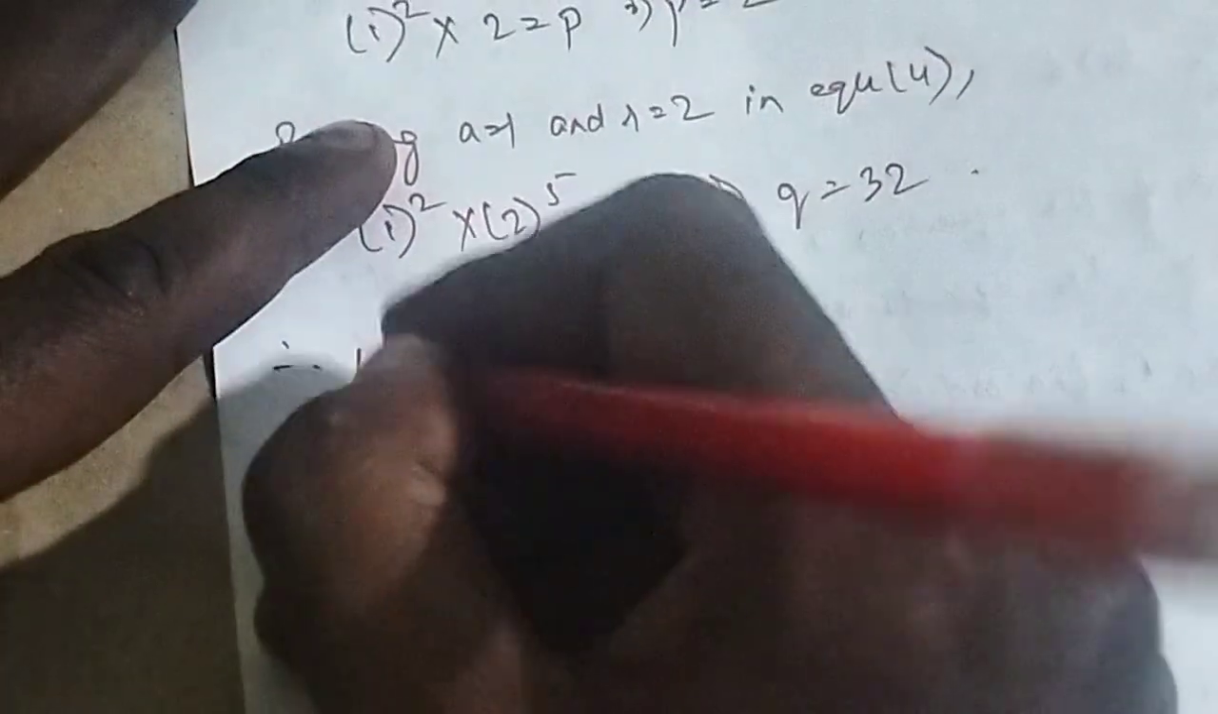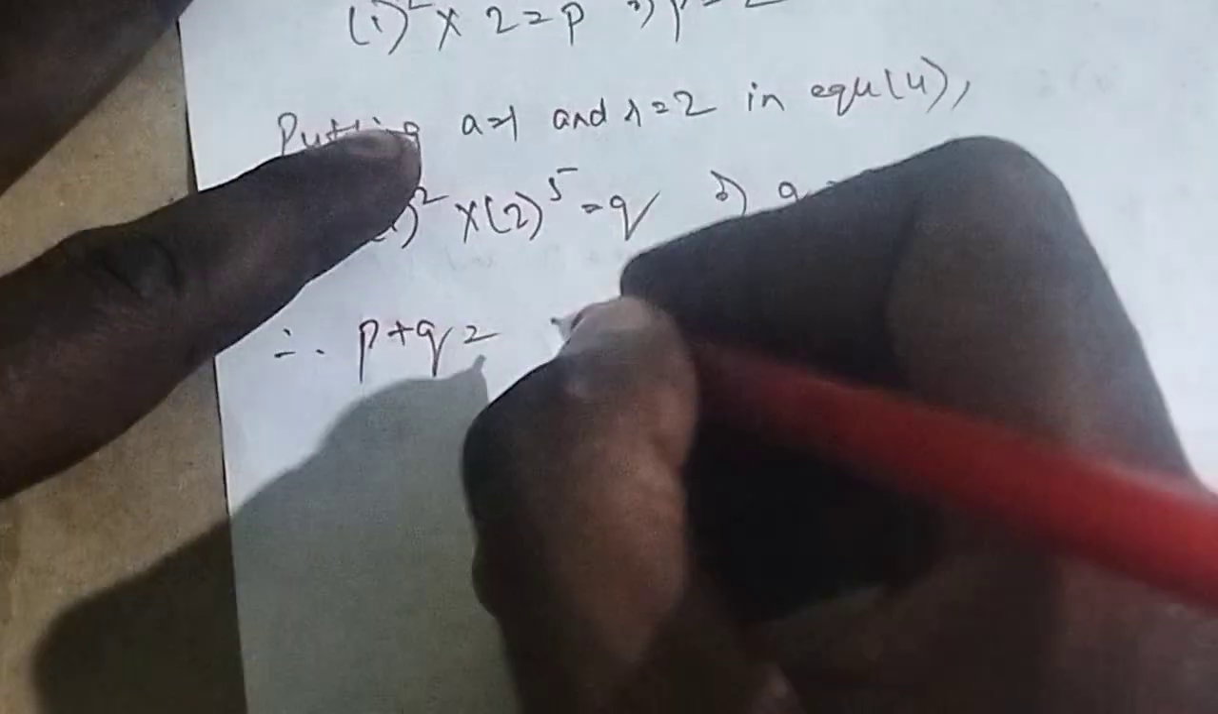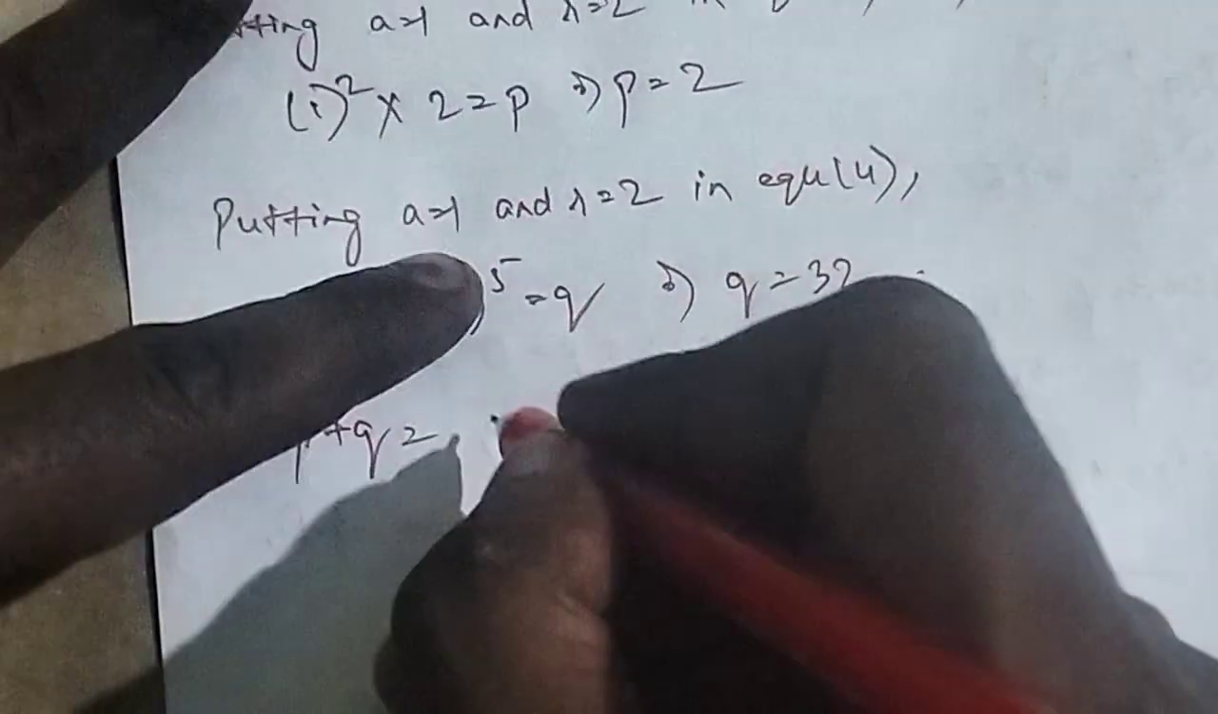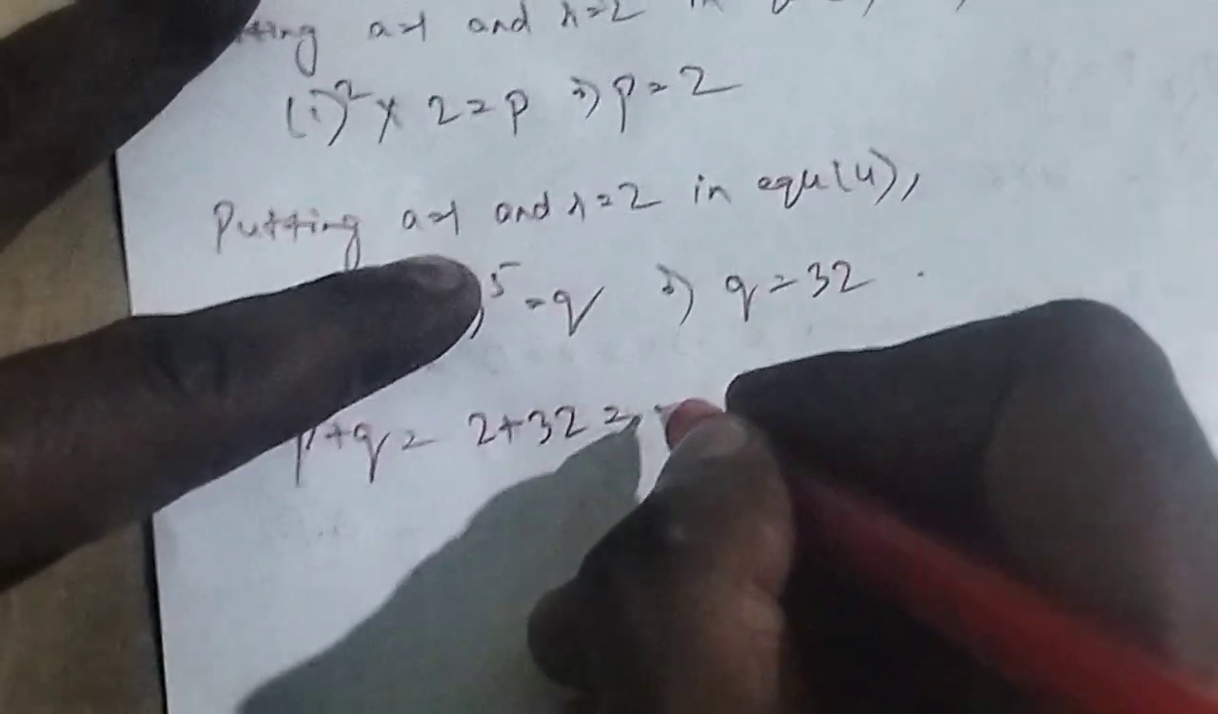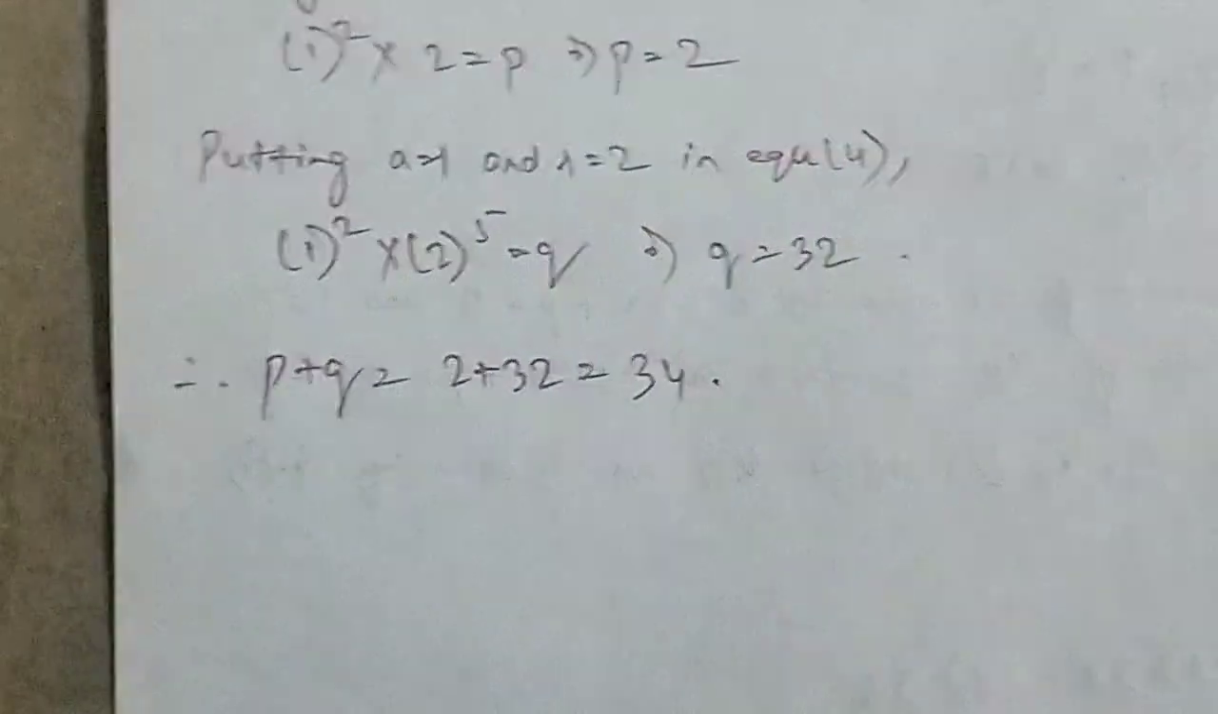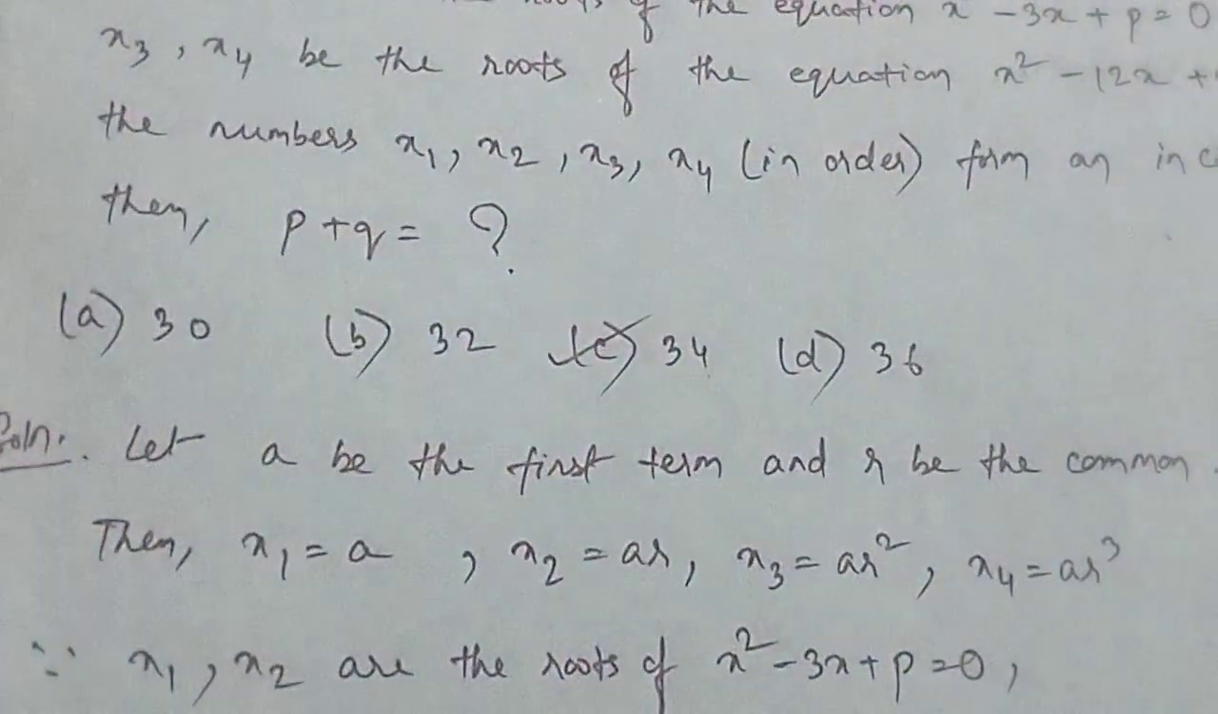So therefore p plus q is, what is p? P is 2. 2 plus 32, that is 34 is the answer. P plus q is 34. So option number C is the correct one.